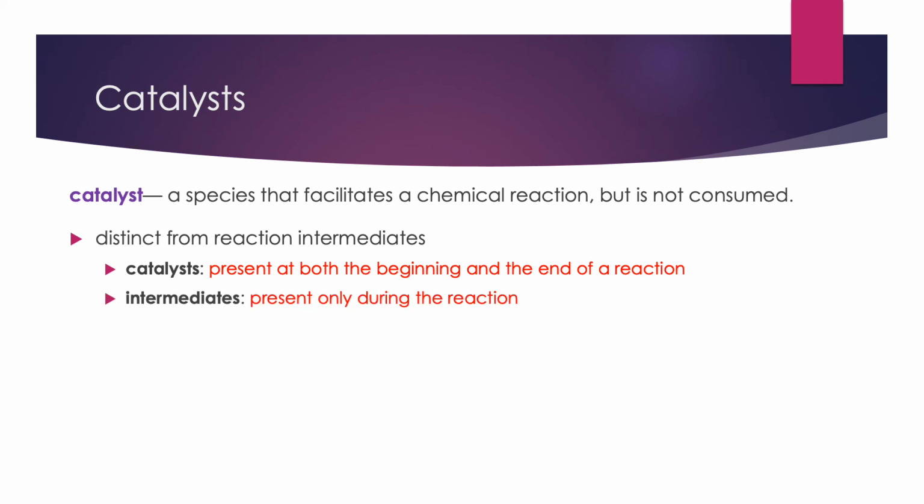Catalysts are present at both the beginning and the end of a sequence of reactions, but you may have difficulty finding them in the middle because they're altered in their form somehow. Intermediates are almost exactly the opposite. They usually aren't present at all at the beginning and the end of the reaction. They're only present in the middle.